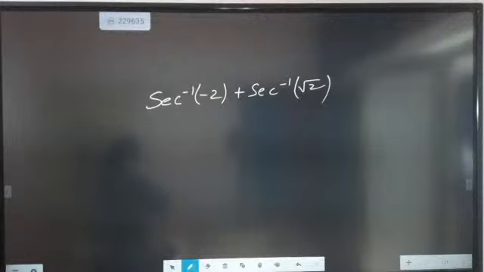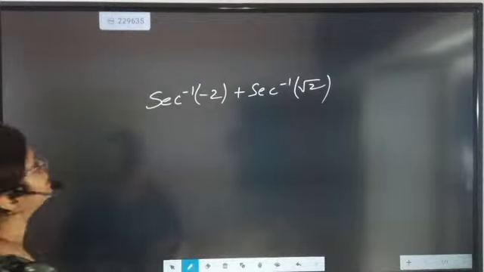Okay, Maheshwar is telling 3 pi by 4. Harish is telling 11 pi by 12. Sum of the principal value of this. Okay. Fine, let me check. Maheshwar is also telling now it is coming, auntie. Now it is coming 11 pi by 12. Shyam is telling 11 pi by 12. Okay, let's check it.